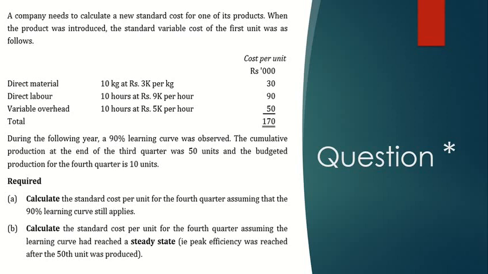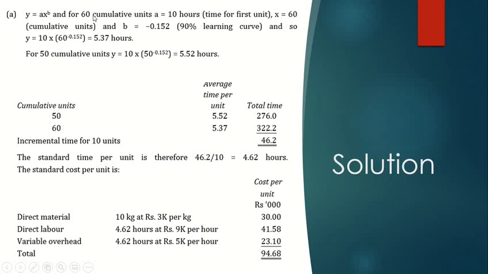Right, so how to find the 50th unit's time or the 50th unit's cost? So that is interesting. So here the same formula we can apply. Here what we did, we applied 60 and 50 and we found the fourth quarter cost. So to find the 50th unit cost, logically we can apply 50 for x and we can apply 49 for x.